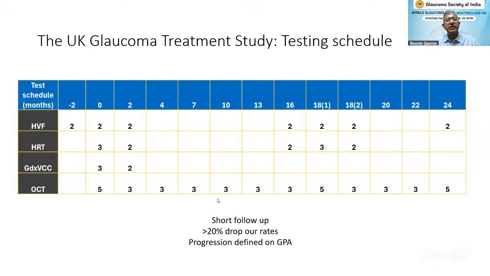They did multiple tests at each visit. So visual fields: 2 visual fields 2 months prior to recruitment, at recruitment, and 2 months after recruitment. And then again, at about 18 months, they did 6 visual fields bunched together. And at 24 months, they did 2 visual fields. And there were just lots of OCTs in addition to this. So the advantage of this was they were trying to pick up progression much faster with much more intensive testing.